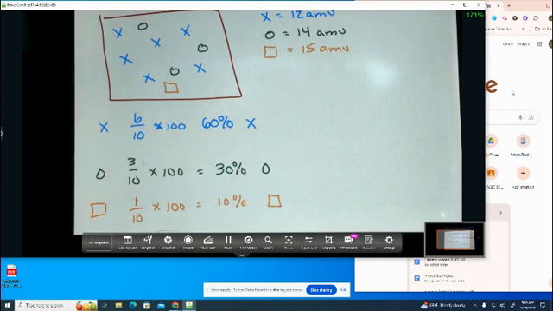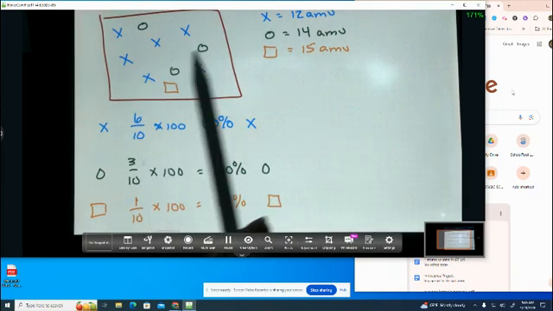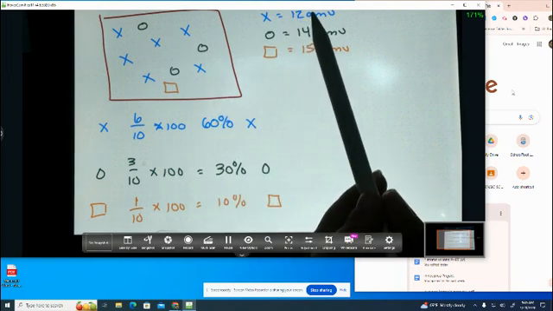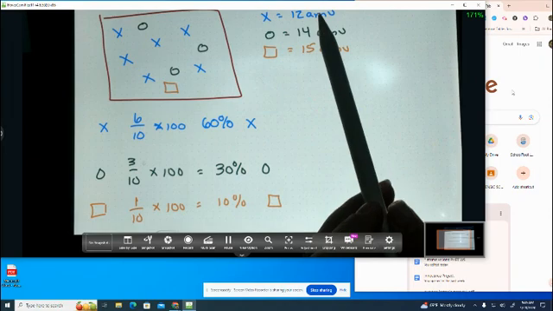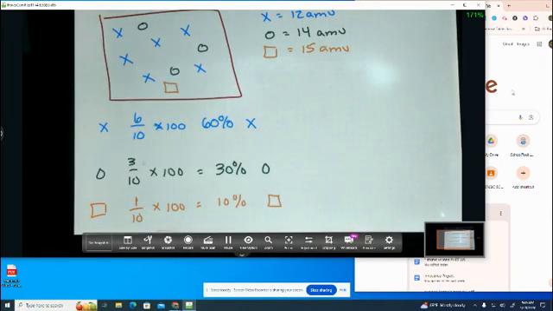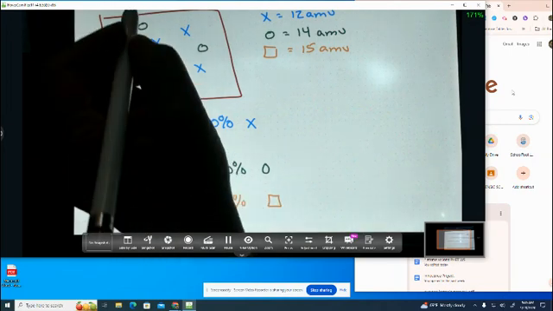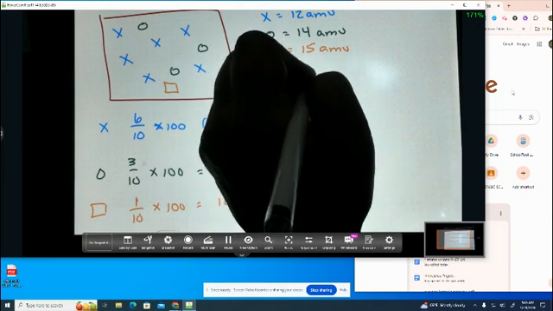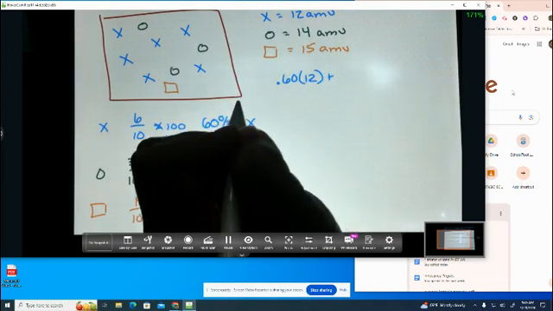Okay, now that I know that, all I have to do is take this percent multiplied by its mass, just like we did before, and we can find the average mass of what's going on in here, no matter what the size is. Okay, so we're going to take 0.6 times 12 plus, what?